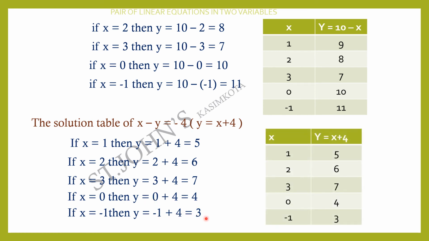So write down the table of x and y. X value 1, y value 5. X value 2, y value 6. X value 3, y value 7. X value 0, y value 4. X value minus 1, y value 3. Are you clear?